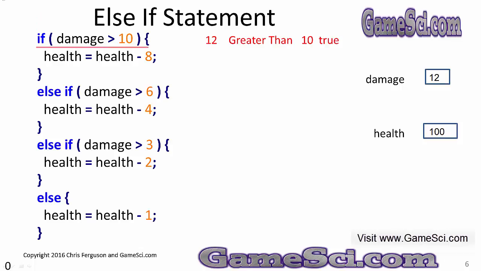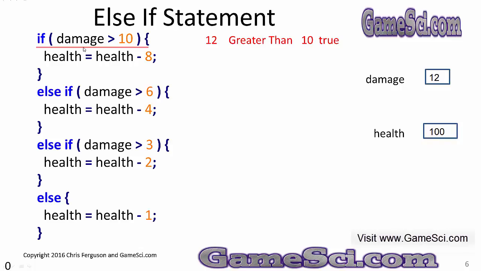This once again is a specialized form of the if else statement where I'm combining several of them into a block of code. Let's start with a damage variable that contains 12 and a health variable that contains 100 and trace what this code does with those variable values.